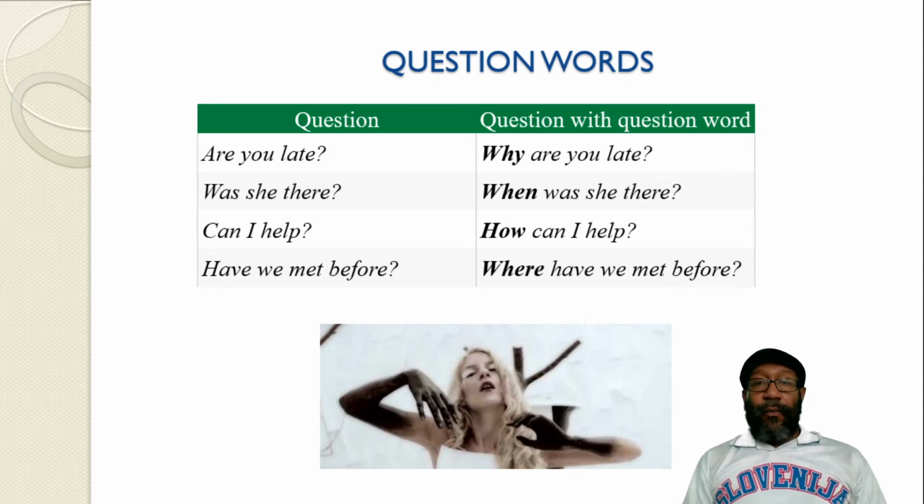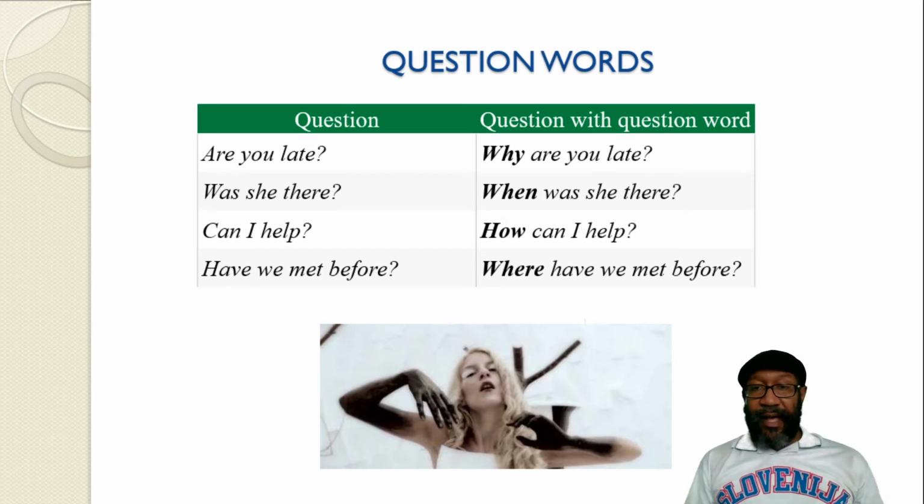So, when are you coming here? I am coming there around 5 p.m. Can I help? And then the question word. How can I help? So how is related to the way you do things. And have we met before? Where have we met before? Where is related to places.